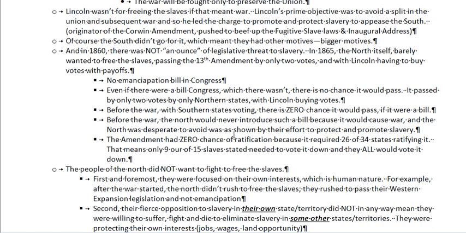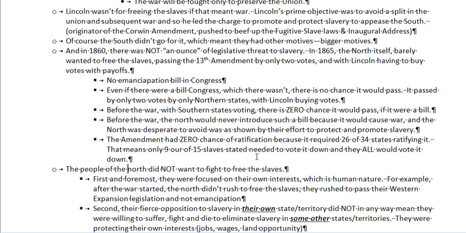And then finally, the amendment had zero chance of ratification because it required 26 of the 34 states to ratify it, which means only 9 of the 15 states had to vote against it, and they're all going to vote against it. Why? Because they're all slave states. What do you think they're going to do? We're going to vote to get rid of slavery because we want to destroy our economy? Okay.